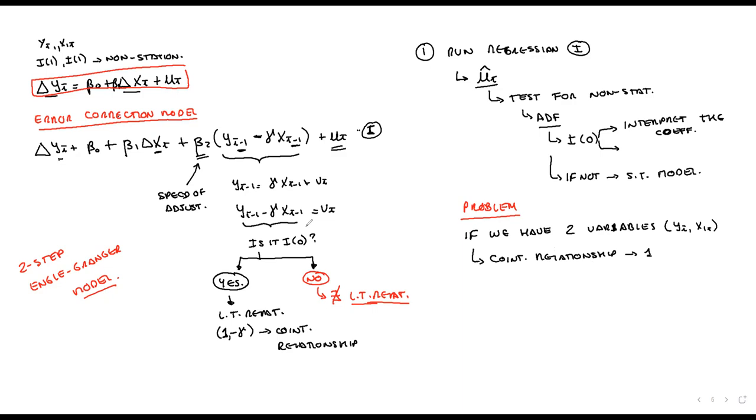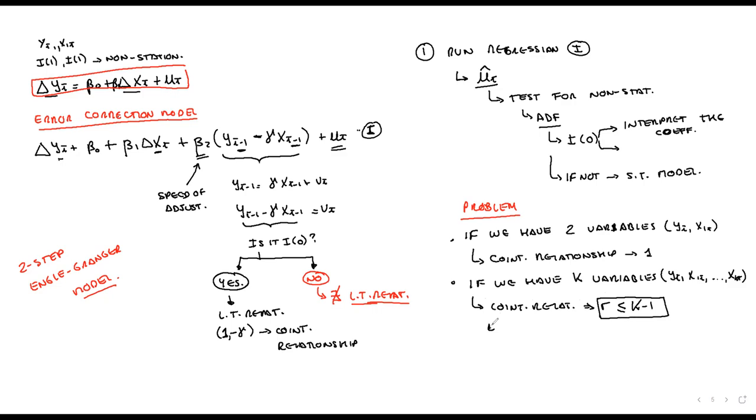Okay, so that's perfect. However, what if we have k variables? This implies that I have yt, x1t, x2t, x3t, xkt. So I have tons of variables. How many cointegration relationships can I find? The number of cointegration relationships, guys, that I will call R, is always going to be less or equal than k minus one. So if, for example, let's assume only k equals four, R could be smaller or equal than four minus one. So R is going to be smaller or equal than three.